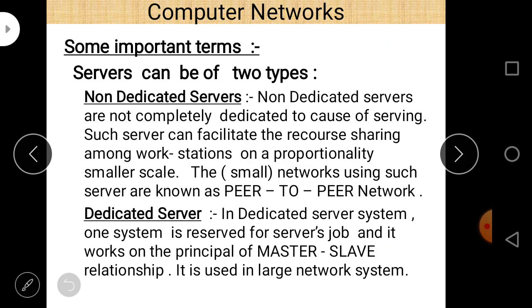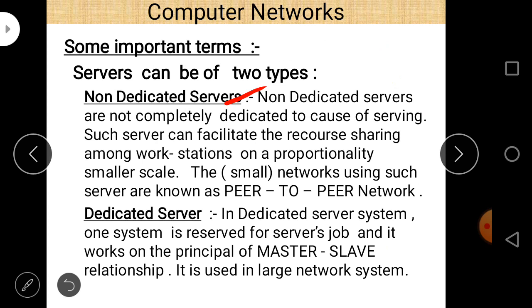Server can be categorized into two different categories: non-dedicated server and dedicated server. As the name suggests, non-dedicated servers are not completely dedicated to the cause of serving. That's why it is called a non-dedicated server. And small networks using such servers are known as peer-to-peer networks. And in a dedicated server system, one system is reserved for the server's job and it works on the principle of master-slave relationship.